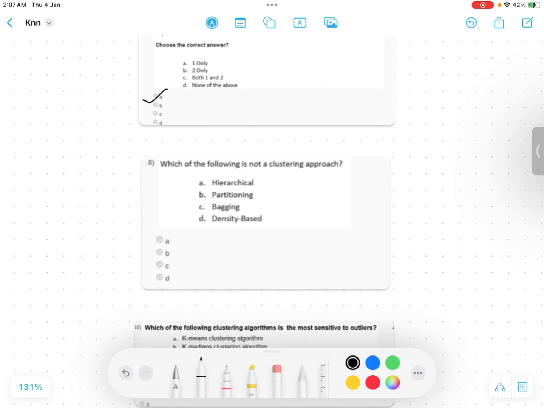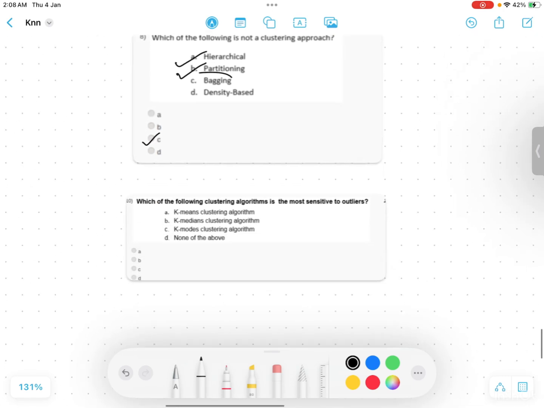Which of the following is not a clustering approach? Hierarchical is a clustering approach. Partition is a clustering approach. Bagging, this we use in decision trees. And density-based is also a clustering approach. So which one is not a clustering approach? C, bagging is not a clustering approach. Which of the following clustering algorithms is the most sensitive to outliers? K-means, K-median, or K-mode? The most sensitive is K-means. So the correct answer for this is A.